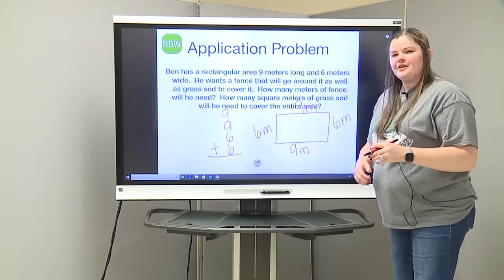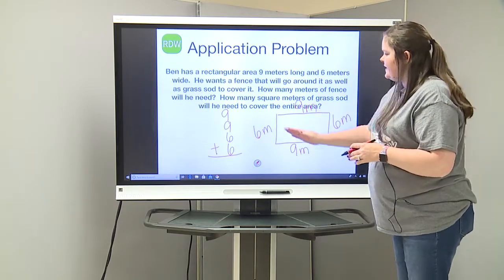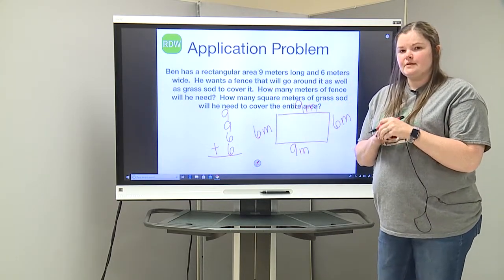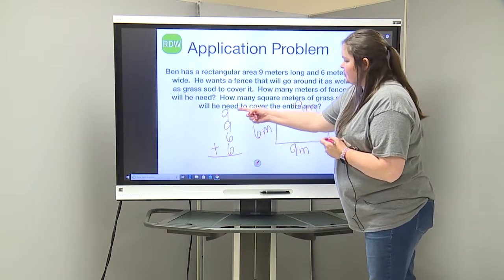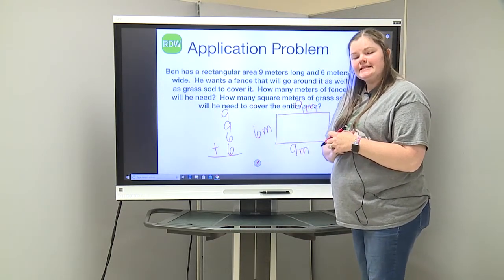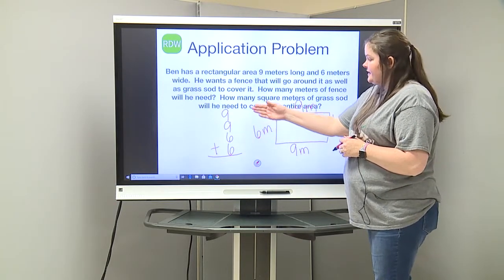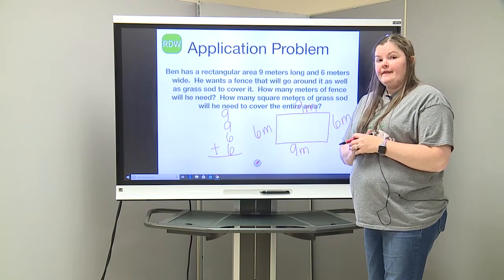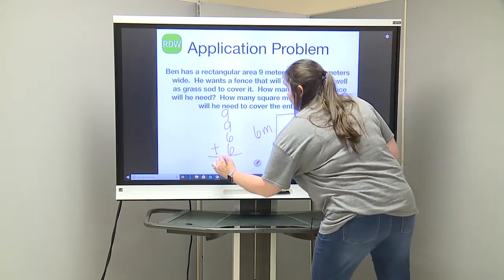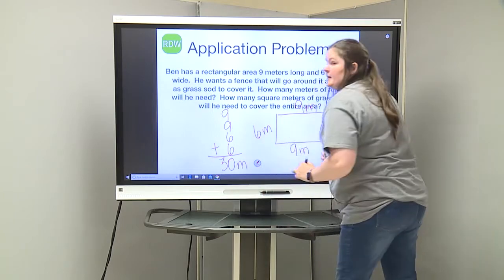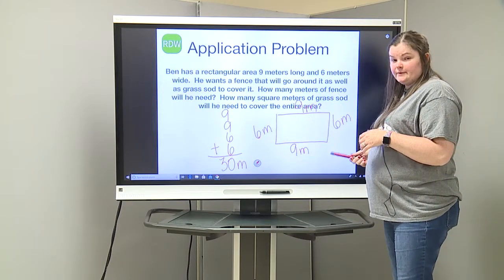So take a second, and I want you to think about what that addition answer or that sum would be. Take just a second and think about adding those 4 numbers up. So let's add those up together. All right, I'm going to start with 9 plus 9. 9 plus 9 is going to give me 18. Then I'm going to add 6 more to that. So then I need to think 18 plus 6, that's going to give me 24. And then 24 plus 6 more is going to give me 30. So he's going to need 30 meters of fence to go around his rectangular area.